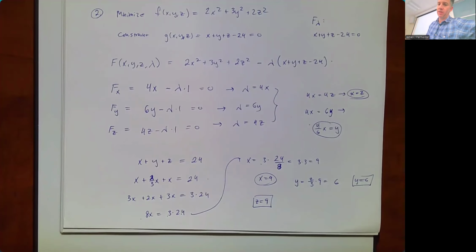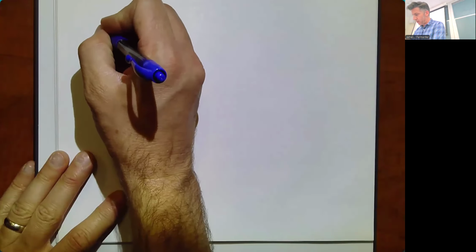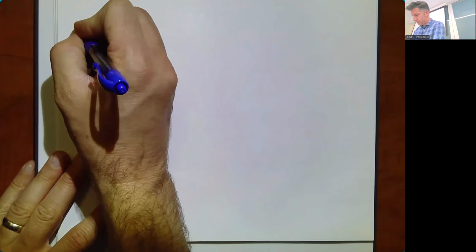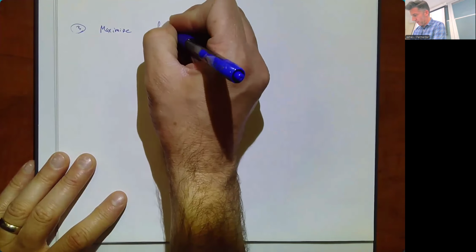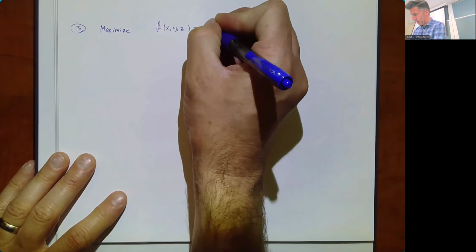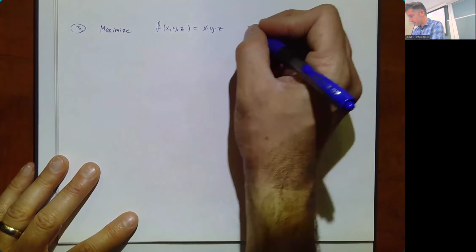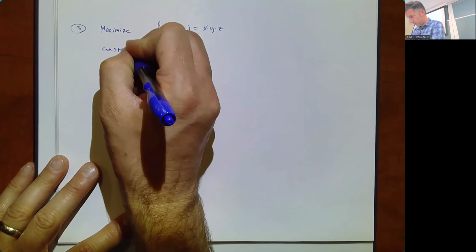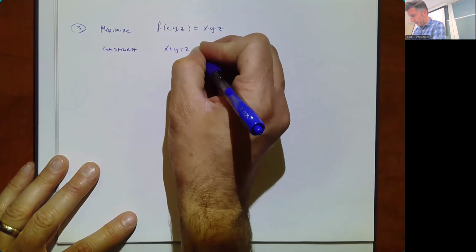Let's do another one, because there's something I want you to see. I'm just grabbing problems from section 7.6 here, because there are some good problems in the textbook. So these next two, I'm going to point out, have something in common. So I want to maximize F of x, y, z equal to x times y times z with a constraint of x plus y plus z minus 6 equal to 0.